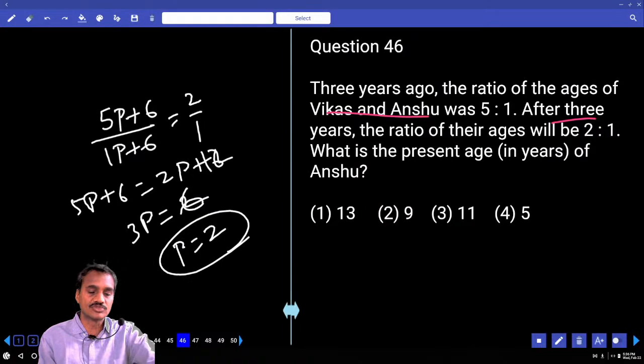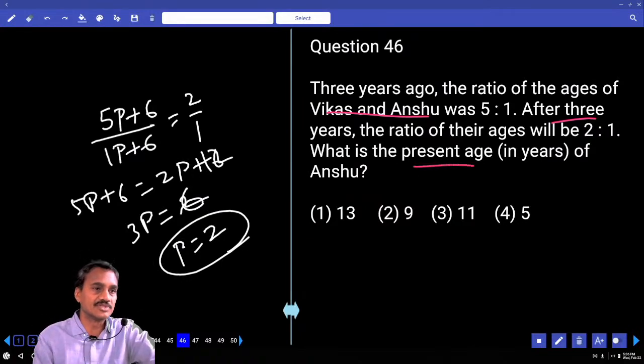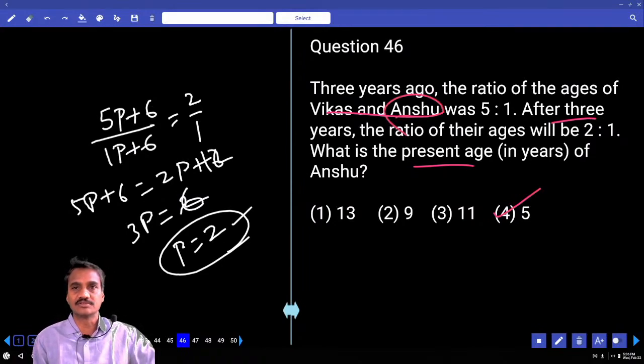If p equals 2, then present age is p plus 3. p is 2, 2 plus 3 is how much? 5 years. 5 years, that is choice 4. Present age of whom? It asks the present age of Anshu. Anshu's present age is p plus 3. p is 2, 2 plus 3 is 5.